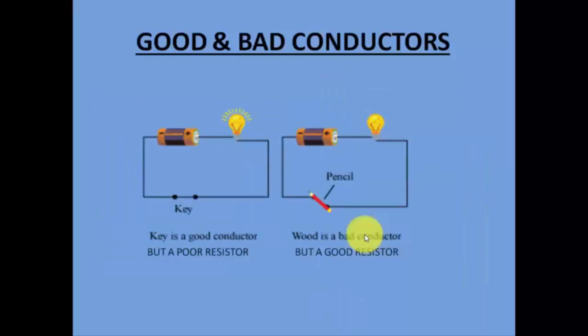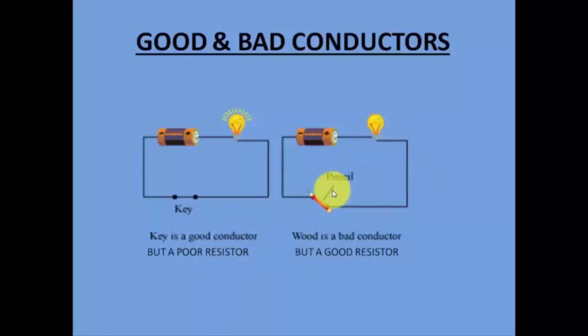Some other differences between good and bad conductors. If I take again the simple circuit, this is a battery, this is a bulb, and this is a key. A key can be anything. Instead of a key, you can connect any metal object also. I have connected a simple key over here. So what happens? Because it is a key, it is a good conductor, so the bulb will glow. What do you mean by a good conductor? If it is a good conductor, it will be a poor resistor, because it cannot resist the current which is flowing.